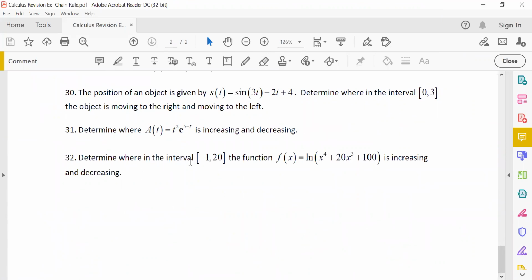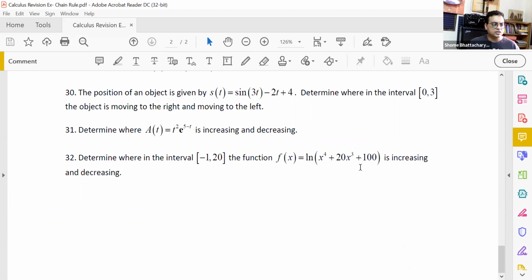So where in this interval is the function increasing and decreasing? Basically we are already given an interval, x greater than or equal to -1 and less than or equal to 20. But now this interval has to be broken into sub-intervals for which this function is increasing and decreasing.